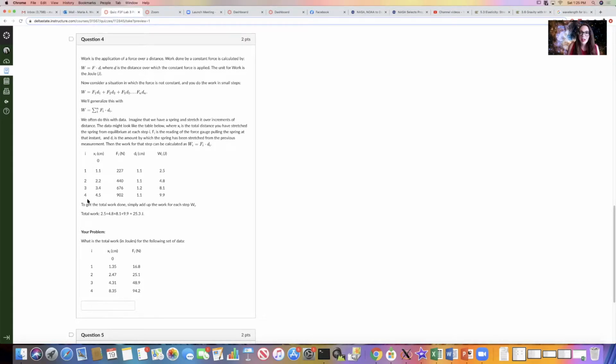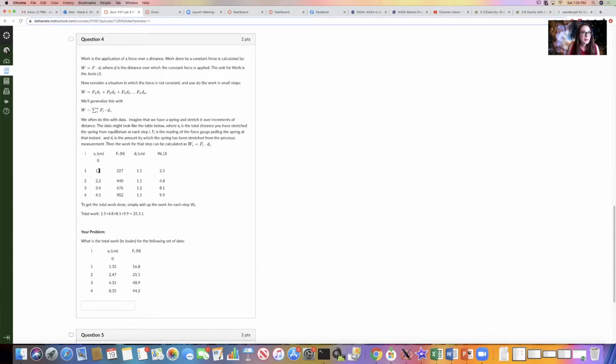i represents our step or the part of our experiment. So we're taking measurements at points 1, 2, 3, and 4. That's what that little i here means. We're calling these measurements 1, 2, 3, and 4.